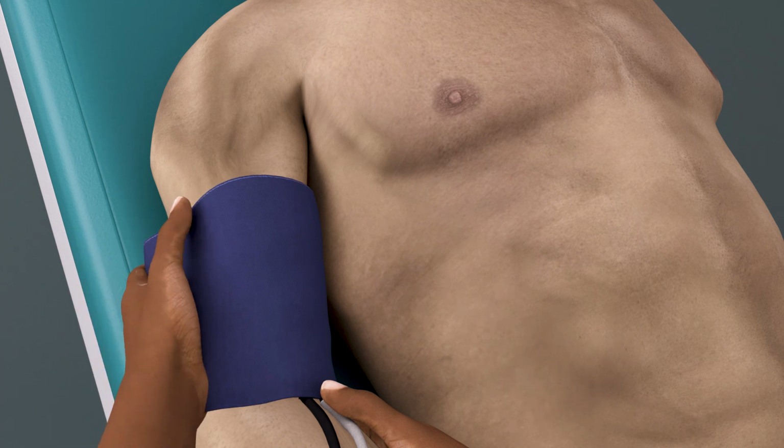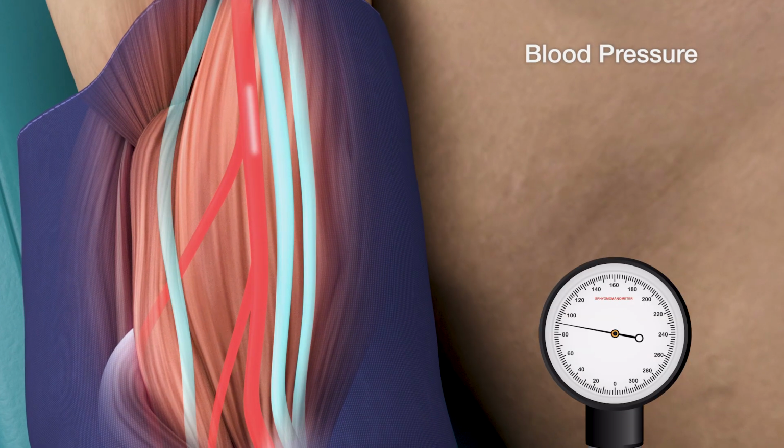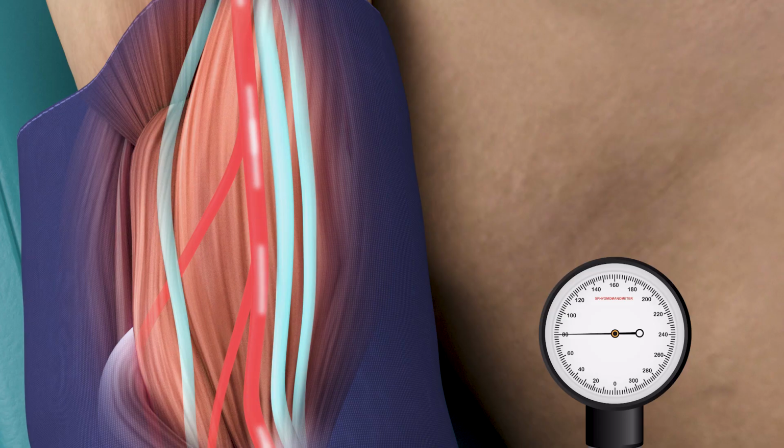Patients with severe aortic stenosis may have a narrow pulse pressure, less than 40 millimeters of mercury, due to reduced stroke volume and restricted flow across the valve. They may also have a small volume pulse on palpation.